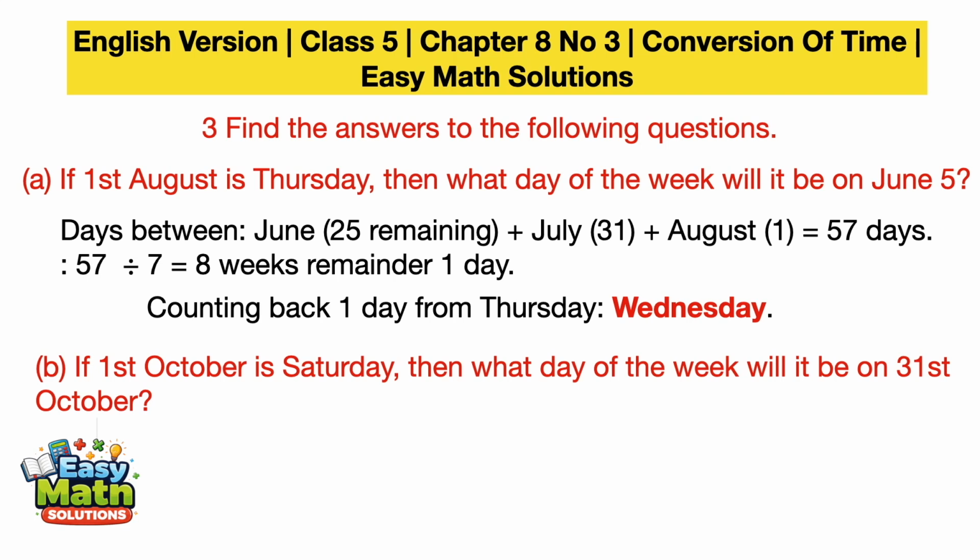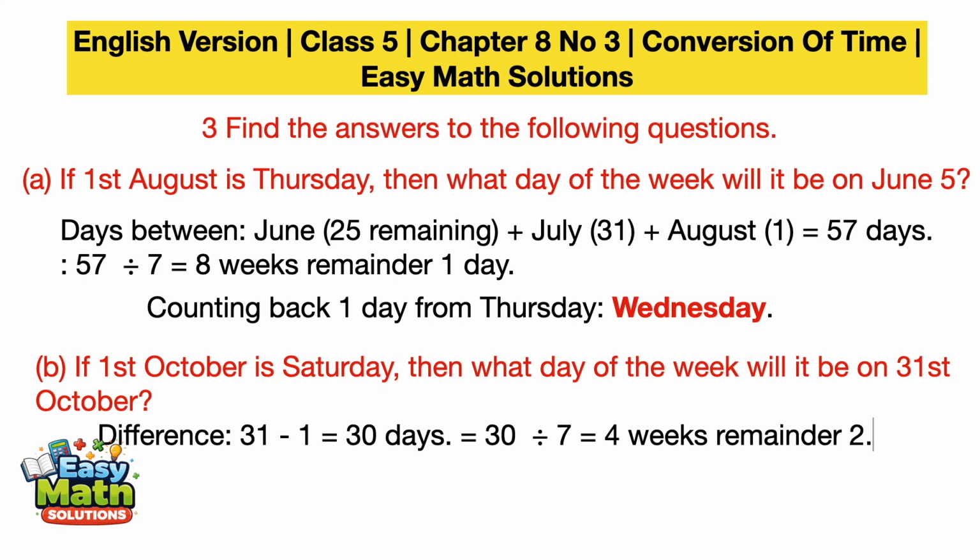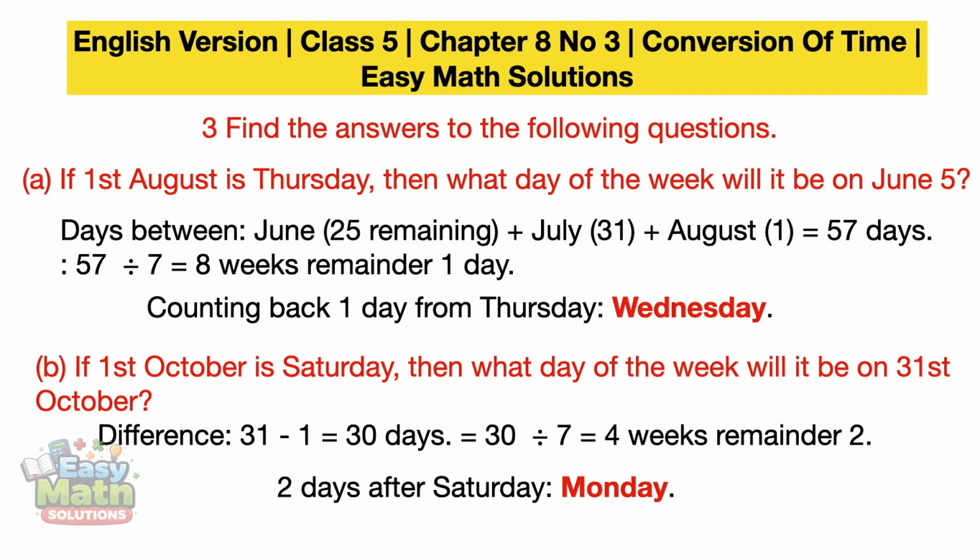And number 2, if 1st October is Saturday, then what will be the day of the week on 31 October? 31 October, the difference 31 minus 1 equals 30 days. Then divided by 7 is 4 weeks, 2 days remaining. Okay, 2 days after Saturday. 1st October was Saturday, so Saturday, Sunday, Monday. Okay, Monday will be the answer.